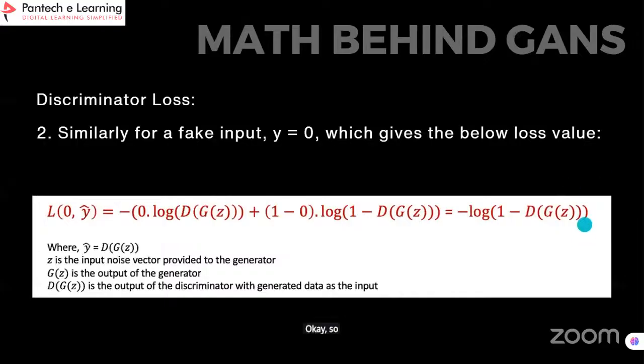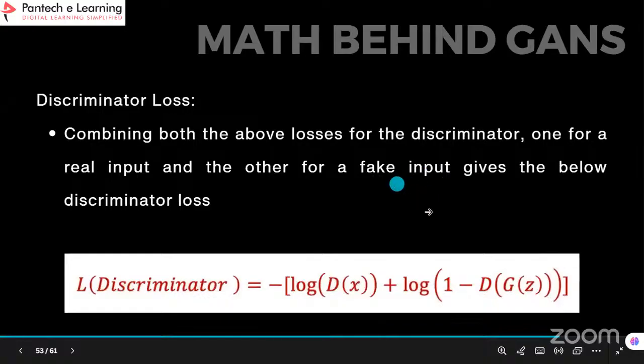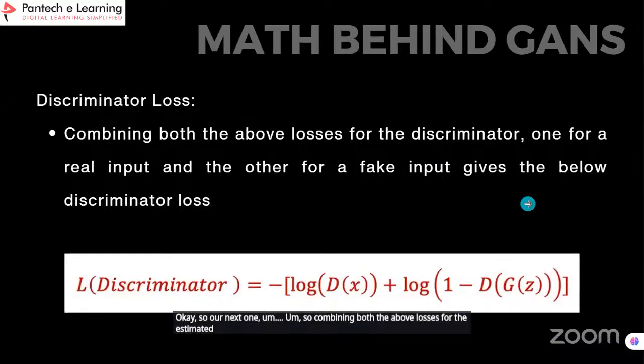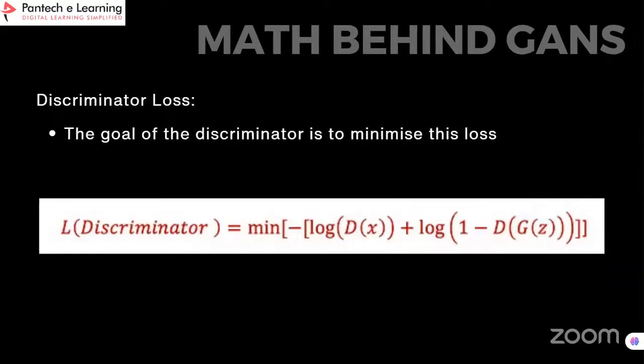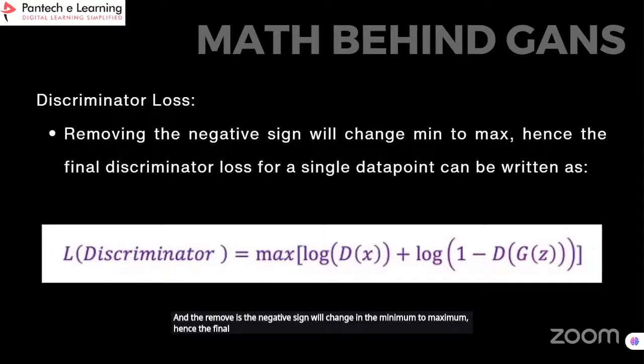Okay, so next, combining both the above losses for the discriminator, one for a real input and the other for a fake input. The goal of the discriminator is to minimize the loss values, and removing the negative sign changes the minimum to a maximum. Hence, the final discriminator loss for a single data point can be written as.